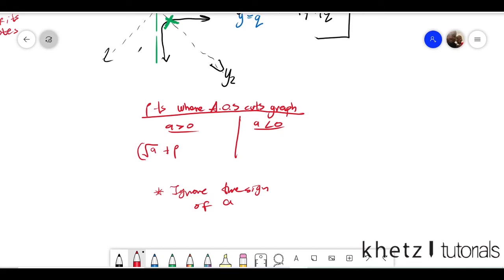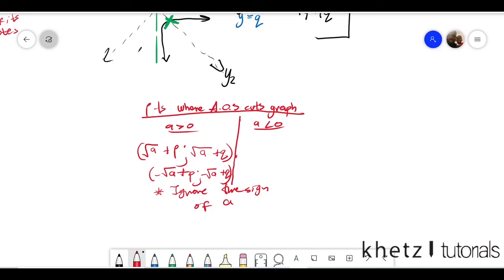one of the points of intersection when a is greater than 0, as you saw, that it actually cuts 2 points. So one of the points is given by square root of a plus p, and the y of that is given by square root of a plus q. And the other point where it cuts when we have a greater than 0 is the point negative square root of a. So the negatives on the outside, please note, plus p, and you also have negative square root of a plus q.